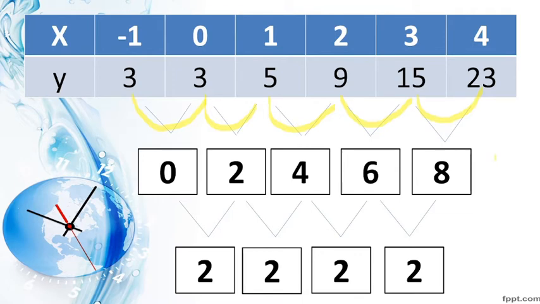That is the first difference. Now, to get the second difference, you have to subtract again this first difference. So 8 minus 6, that's 2. 6 minus 4, that's 2. 4 minus 2, that's 2. And 2 minus 0 is 2. Does the second difference always have to be 2? No, it can be any number for as long as it's all the same.